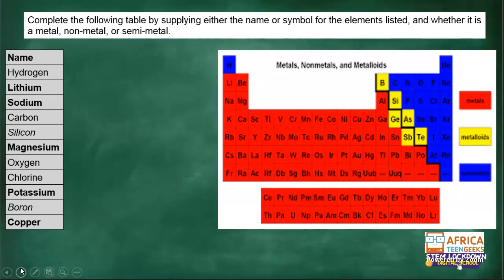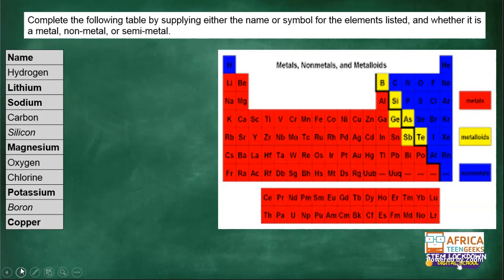Sodium. What's the symbol for sodium? Sodium is a metal. Well done. Sulfur is S, so sodium would be Na. Well done, Erin. Then we have carbon. What's the symbol for carbon? C. Well done. And is that a metal or a non-metal? It's a non-metal. Well done, Jean-Luc and Lasidi.